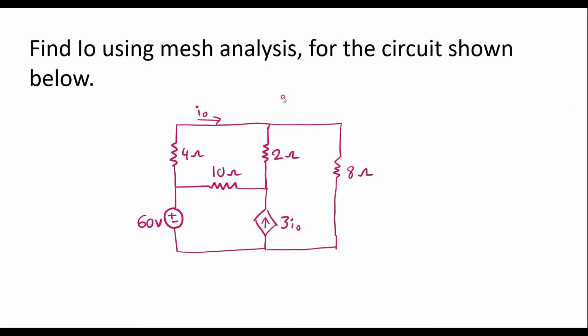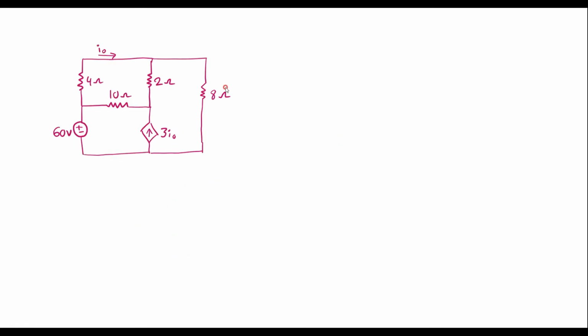In this video, I will consider one numerical on loop analysis or mesh analysis. Find I0 using mesh analysis for the circuit shown below. This is the given circuit. We are supposed to calculate the value of I0 using mesh analysis.